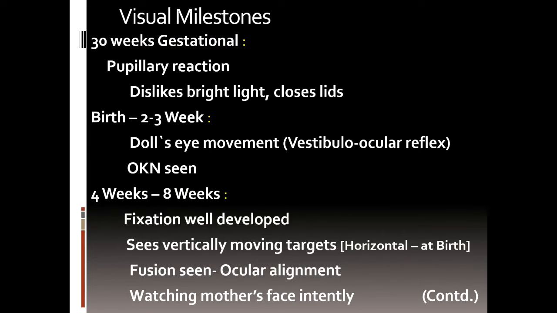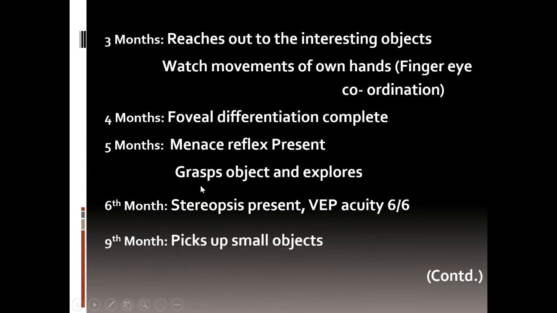It could be earlier, but after 4 weeks of birth, if vertically moving target movement is absent, only then can we say that this is abnormal. At 3 months, he reaches out to interesting objects. At 4 months, we all know that foveal differentiation is complete, and visual acuity by 6 months of age, at least as per VEP, becomes 6/6. By 9 months, see there's a difference between acuity being 6/6 in terms of VEP and the child being able to pick up, because vision will develop faster.